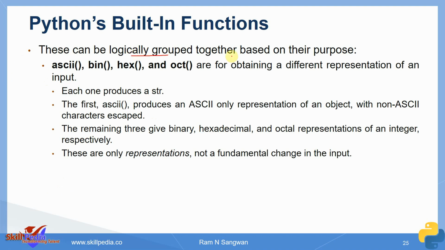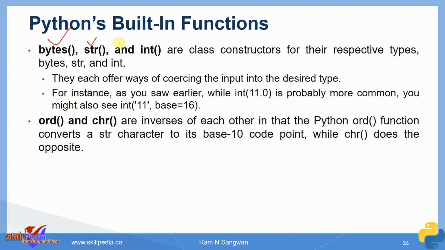These can be logically grouped together based on their purpose. ascii, bin, hex, and oct are for obtaining a different representation of an input. Each one produces a string. The first, ascii, produces an ASCII-only representation of an object with non-ASCII characters escaped. The remaining 3 give binary, hexadecimal, and octal representation of an integer respectively. These are only representations, not a fundamental change in the input.